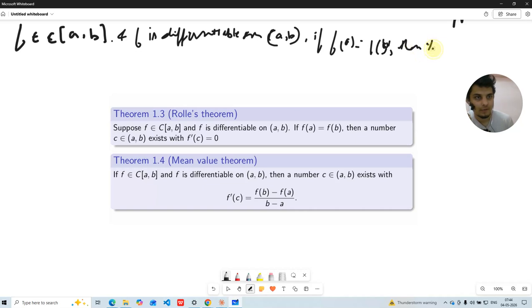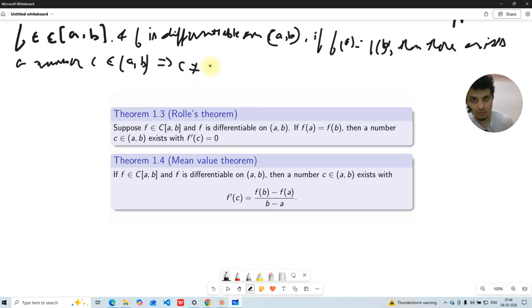Then there exists a number c belongs to (a, b). So c could not be equal to a or b, with f'(c) equal to 0.